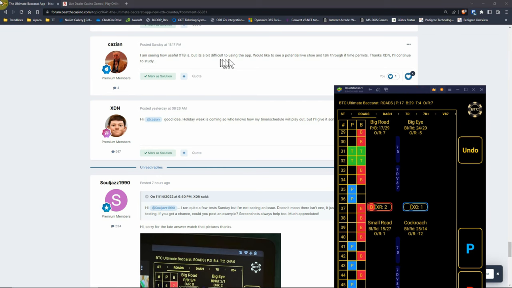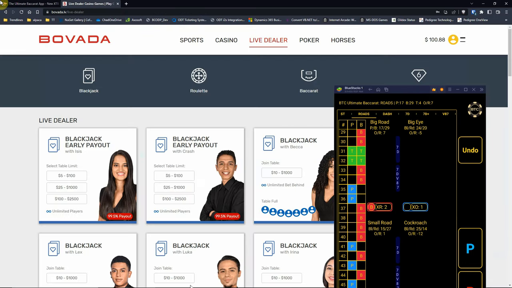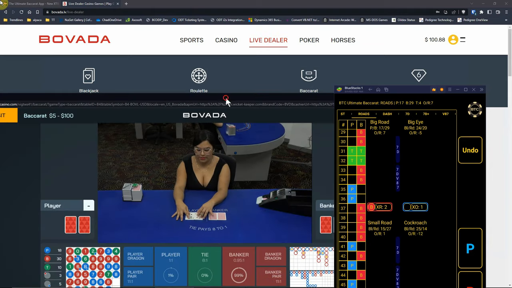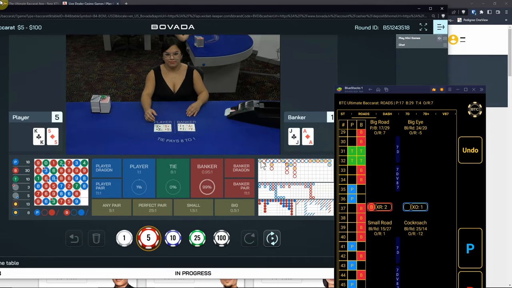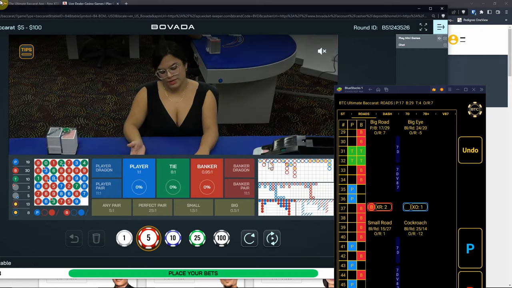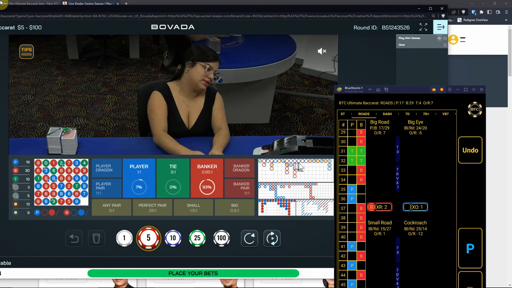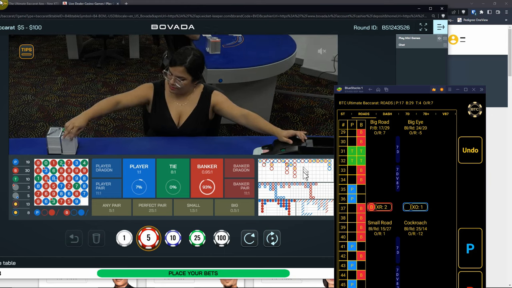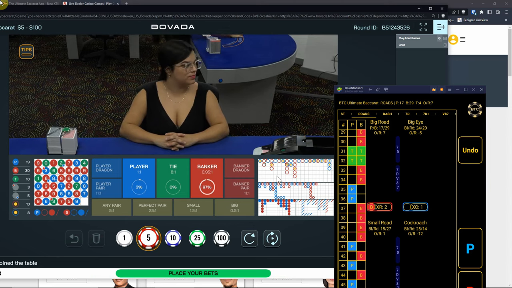I'm seeing how useful XTB is, but it's a bit difficult using the app. Well, I can't think of anything else to add, just the summary that this was a really good shoe to demonstrate the 3 facets of XTB. The 3 things to remember are the XTB opposites were running in the first part of the shoe. An opposite is a single followed by a multiple, or a multiple followed by a single. And then the shoe switched to XTB repeats, which is either a single following a single or a multiple following a multiple.